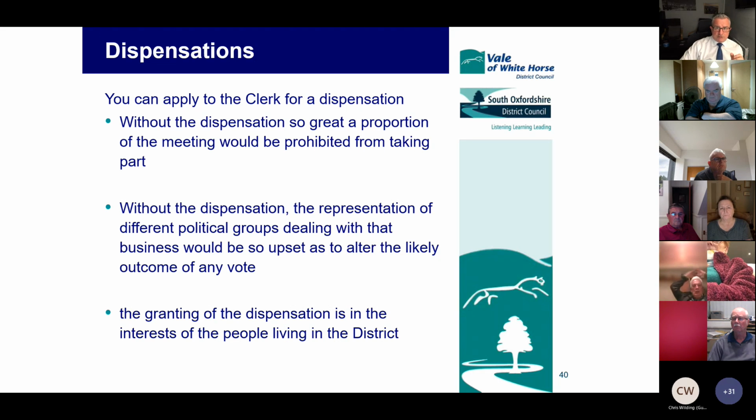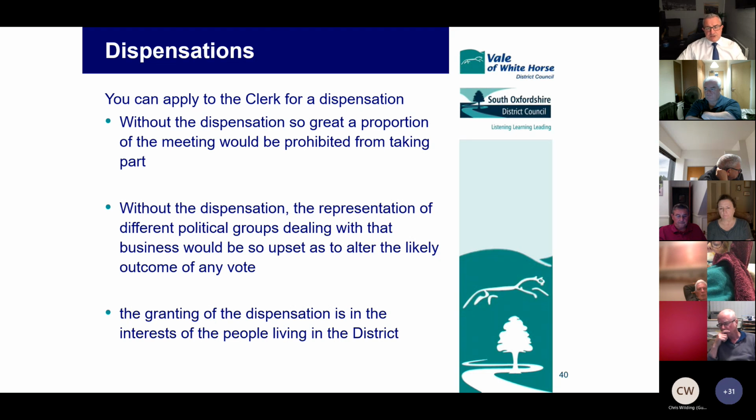Political groups, probably not so applicable to you. The grant of the dispensation is in the interests of people living in the district or your area. So it'll be a matter of degree. I can't remember the last time I was actually asked for and granted a dispensation, if I'm honest. In fact, it was during a meeting where a councillor was speaking when he wasn't entitled to, so I had to deal with the dispensation on the hoof, so to speak.